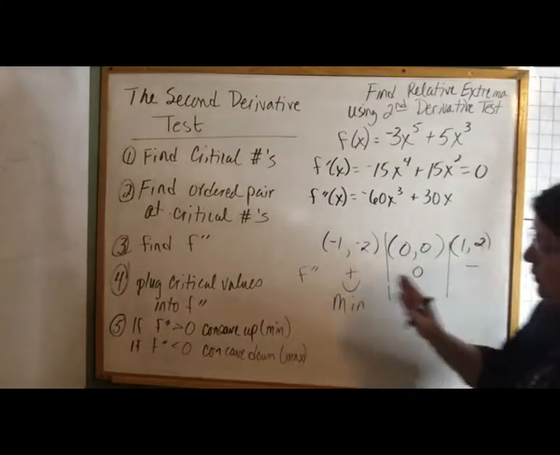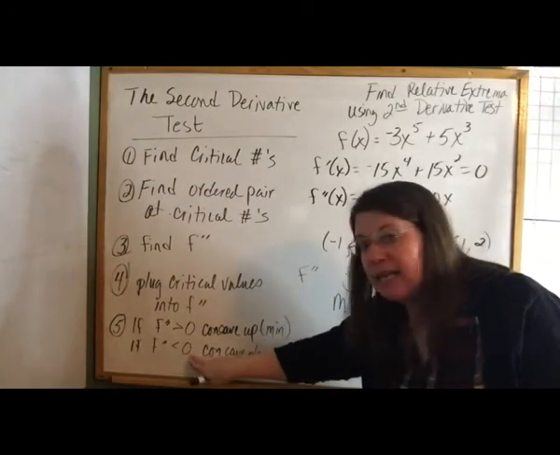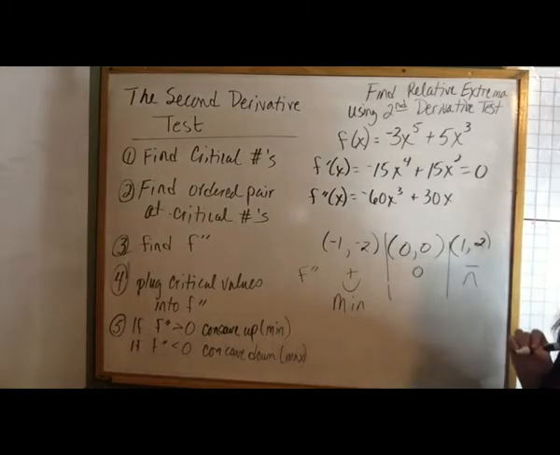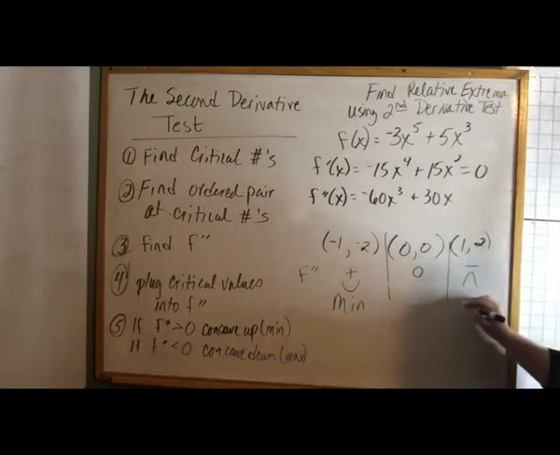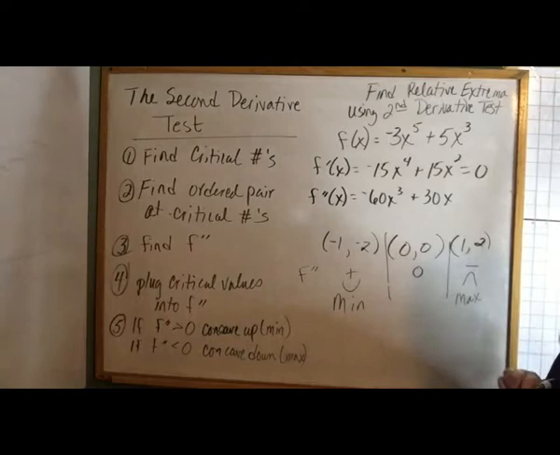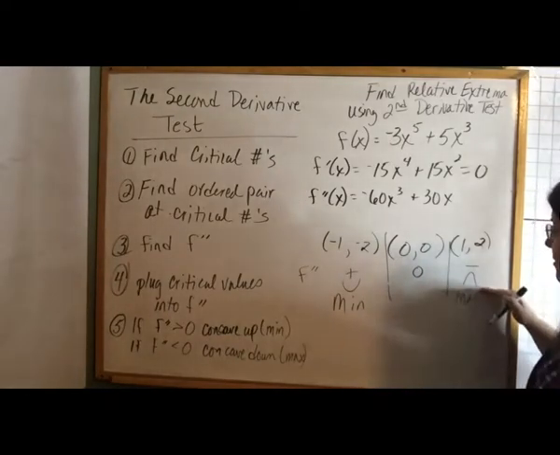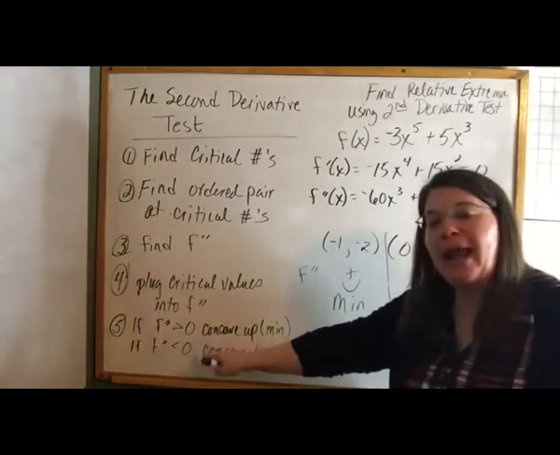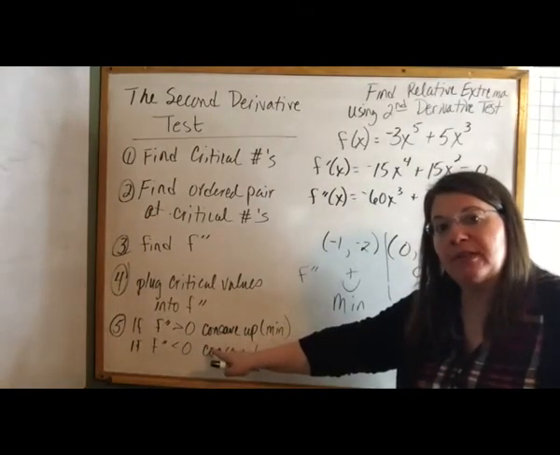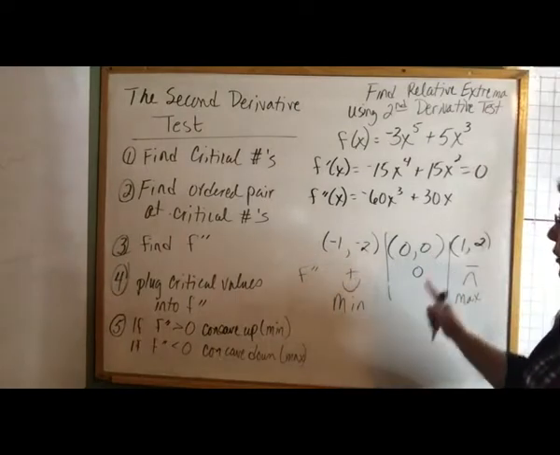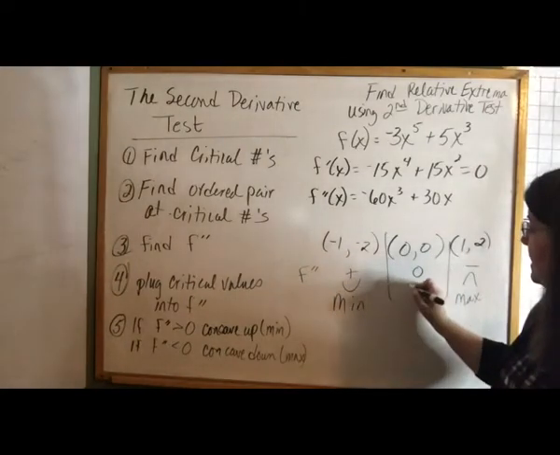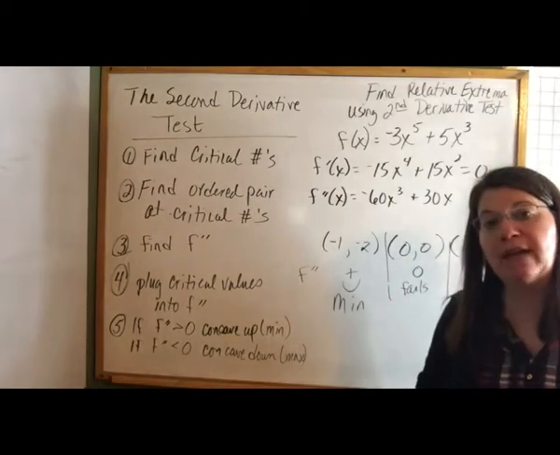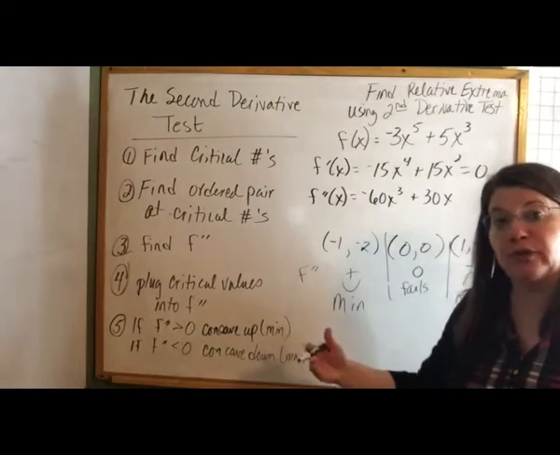If f double prime is negative, or less than 0, we have something that is concave down, and if it's concave down, we have a maximum value. So we have a relative maximum at the point 1, 2. Now, we did not say anything about what happens if f double prime is equal to 0. If f double prime is equal to 0, the test fails. And if the test fails, then we have to revert back to the first derivative test.